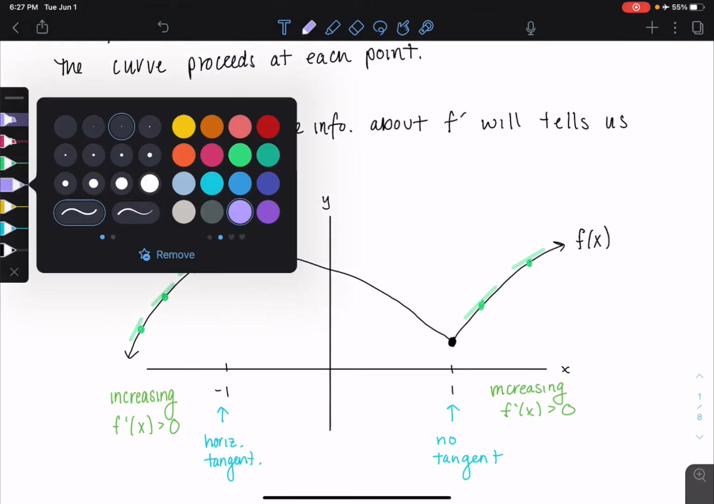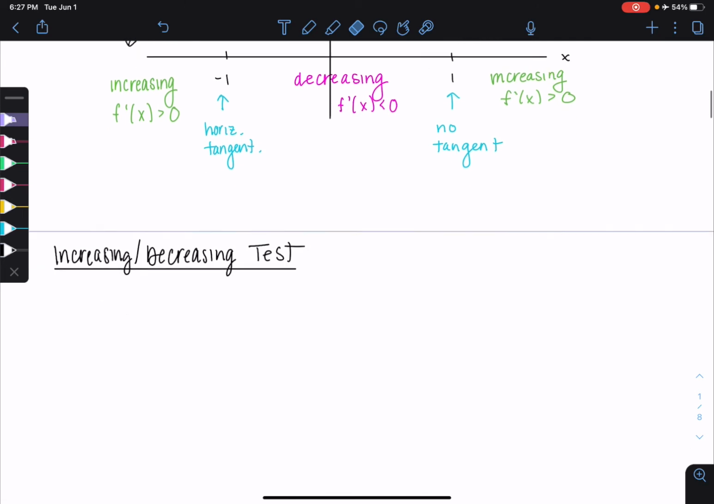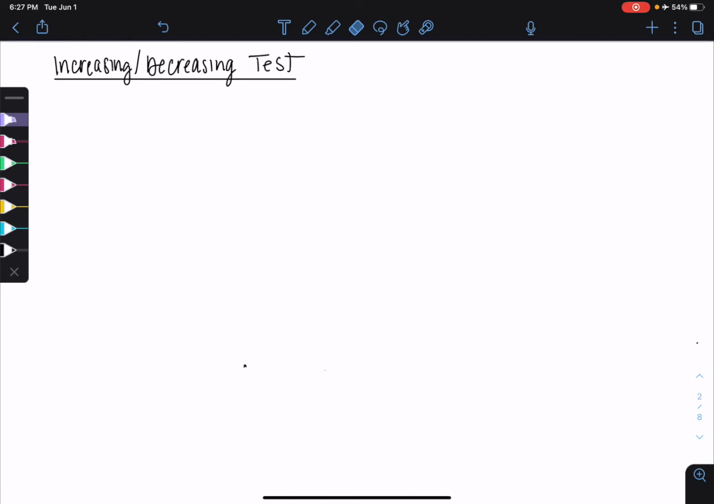If I move to the middle, my graph is falling between -1 and 1. And if I look at any of these points and look at the tangent line, they are falling and my slope would be negative. So when my graph is decreasing, my derivative is going to be negative. This is just a single example that shows you what's happening, but that's exactly what our increasing, decreasing test guarantees us. And I'm going to show you the proof of this because it's a really nice application of the mean value theorem.